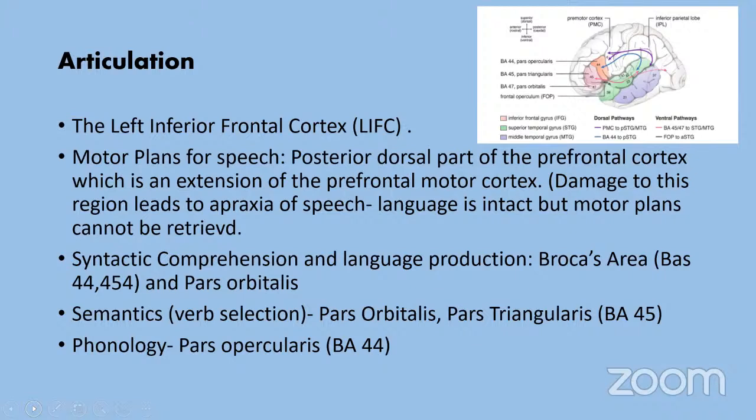So syntactic comprehension and language production is a function of Broca's areas 44 and 45 and pars orbitalis. The semantics, the verb selection, is a function of pars orbitalis and pars triangularis, and the phonology and pronunciation, the pars opercularis, is Broca's area 44. So these are the zones of responsibilities in producing or reading.